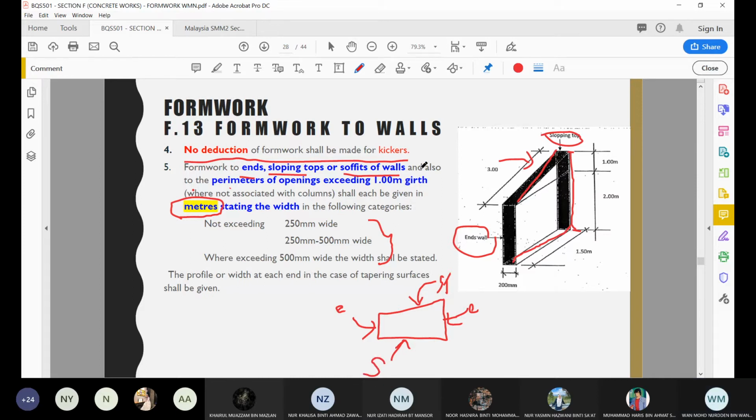Okay. So and also perimeter of opening, katakanlah kita ada opening exceeding 1 meter girth, opening tu kawasan ni lah. Katakanlah ada opening kat sini kan. Situasi macam case tadi juga, tapi opening tu di wall lah. Okay. So ukuran dia, ukur lilit dia, sekeliling tu tak melebihi pada 1 meter girth. Okay. Shall each be given in meter, stating the width. Okay.